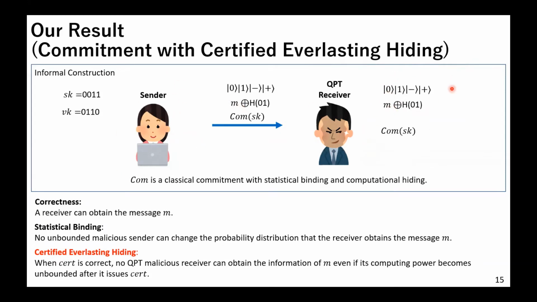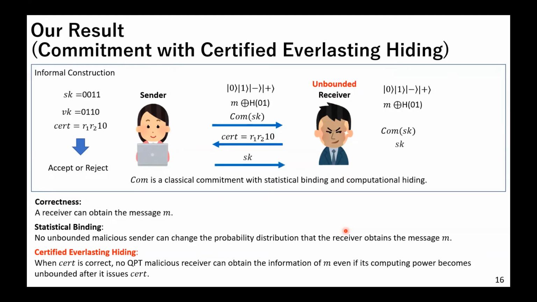When the sender wants the receiver to delete the quantum commitment, she requests him to measure all these quantum states in the Hadamard basis and return the measurement outcomes as a certificate. Then the sender checks whether the certificate is equal to the verification key or not, and whether the secret key is equal to 1. If so, the sender accepts the receiver, and otherwise rejects the receiver. When the sender accepts the receiver, even if his computing power becomes unbounded after that, and the secret key is leaked from the sender, he cannot obtain the information of the message M.